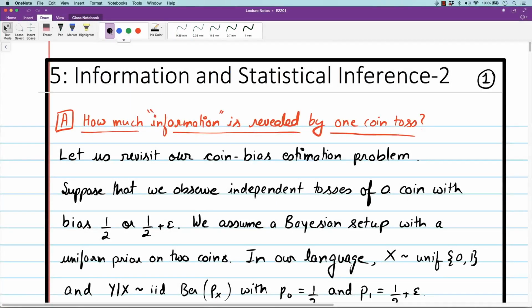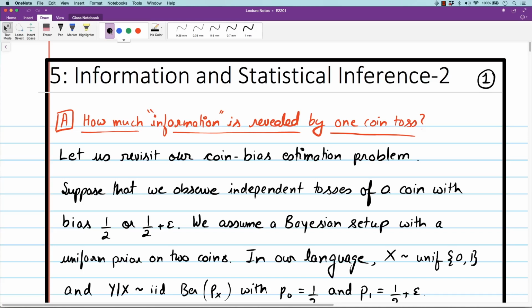So let's continue with our discussion on information theory and statistical inference. We wanted to understand how much information a random variable y reveals about another random variable x. We came up with this very interesting toy example, namely the coin toss problem, where we wanted to understand how much information the outcome of this experiment, the number of heads in the coin toss, reveals about the bias of the coin.